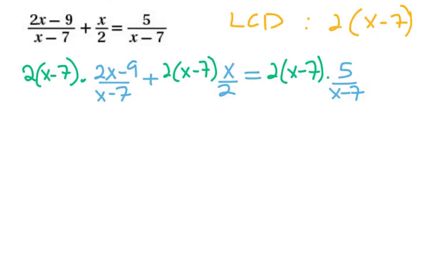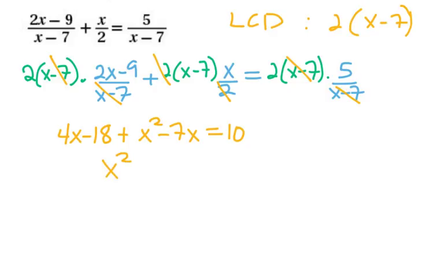Okay, what you can see here is that in the green, I've multiplied every single term by 2 times x minus 7. So now we can go through and cross cancel. And I have 2 times 2x minus 9, which is 4x minus 18, plus my 2's cancel out. I get x squared minus 7x equals, and my x minus 7's cancel out, and I get 10. When I have a quadratic equation, I know I need to set it equal to 0. And so I have x squared, 4x minus 7x is negative 3x. Negative 18 minus 10 is minus 28 equals 0.